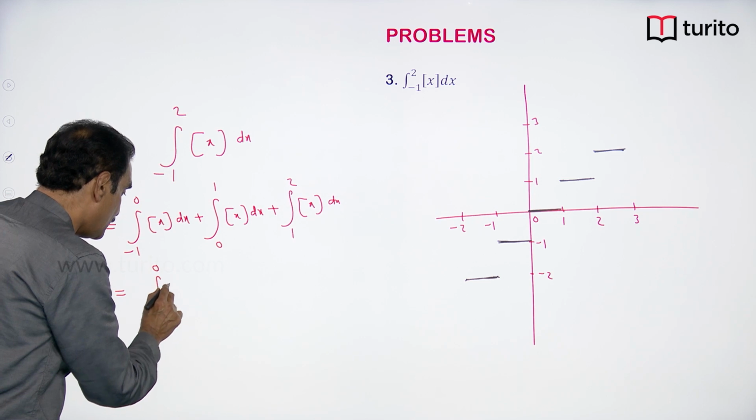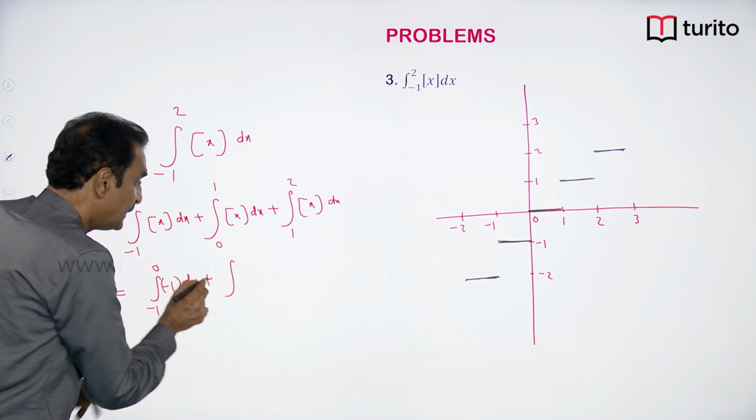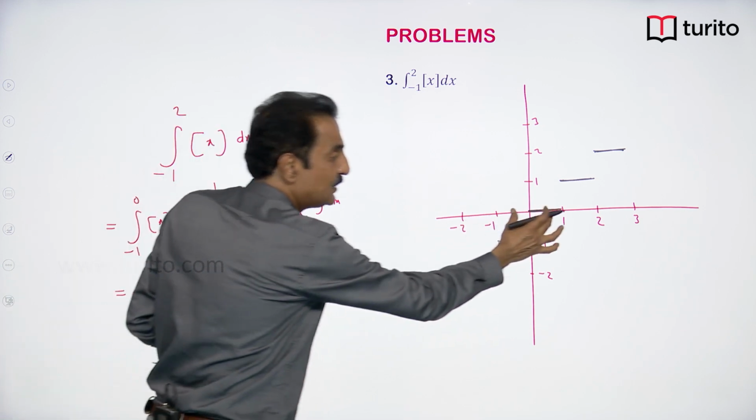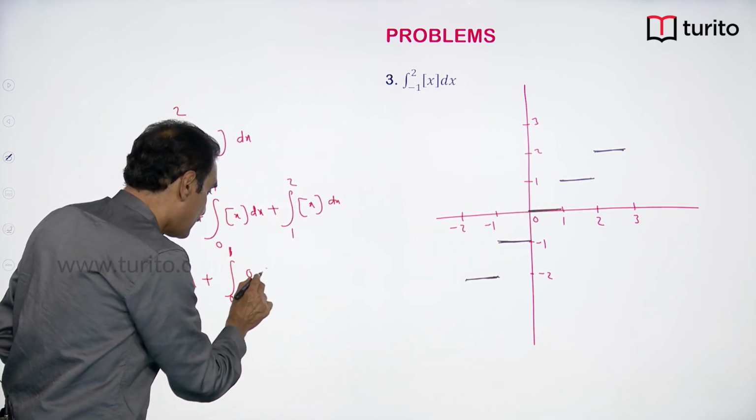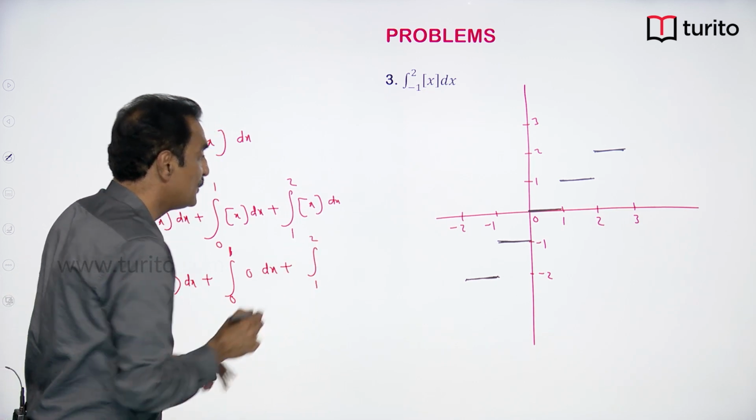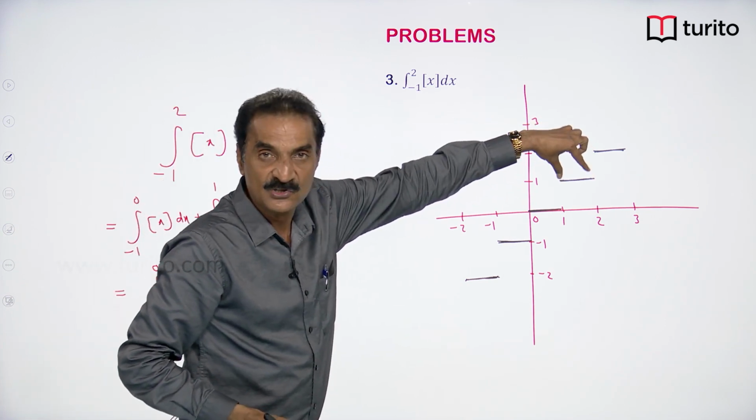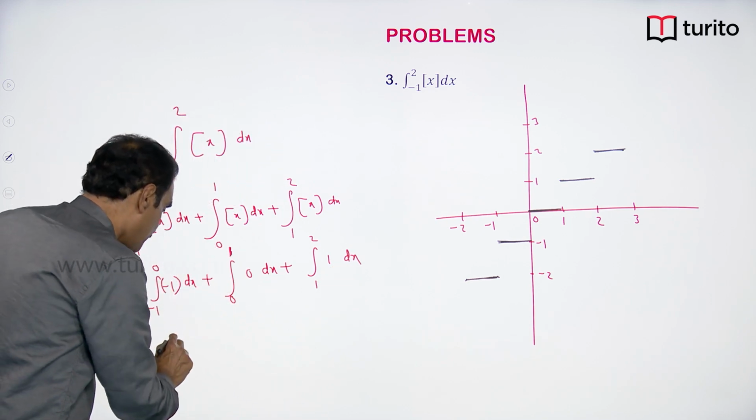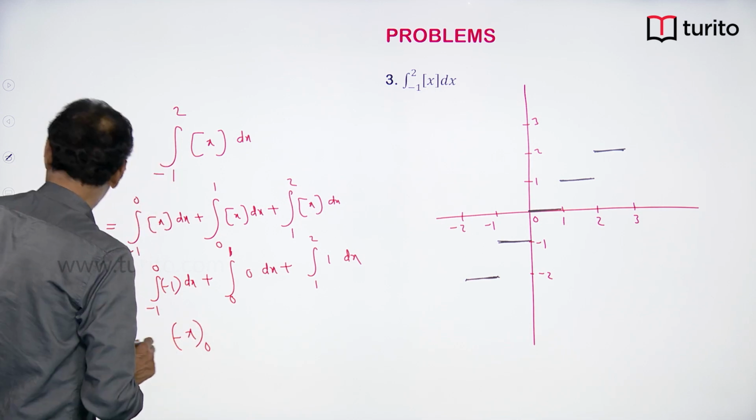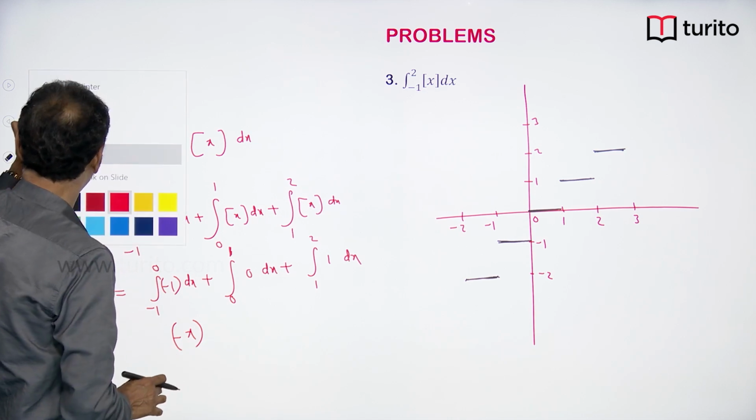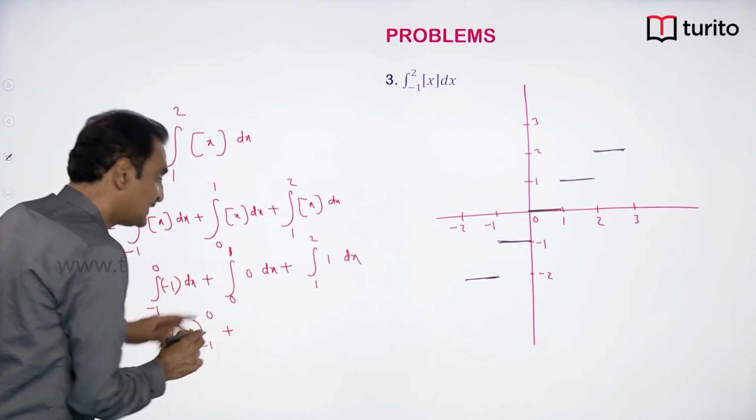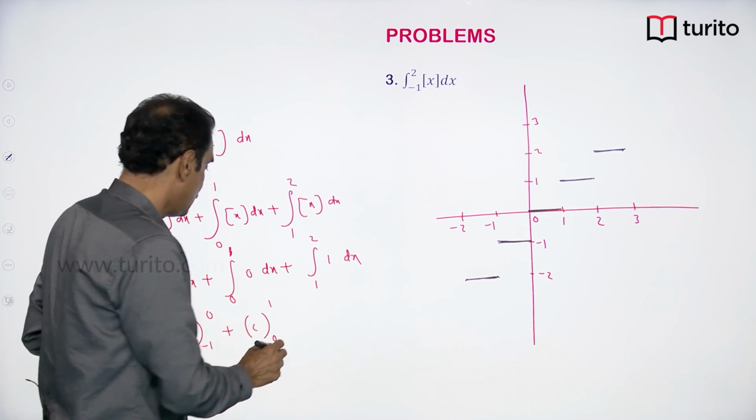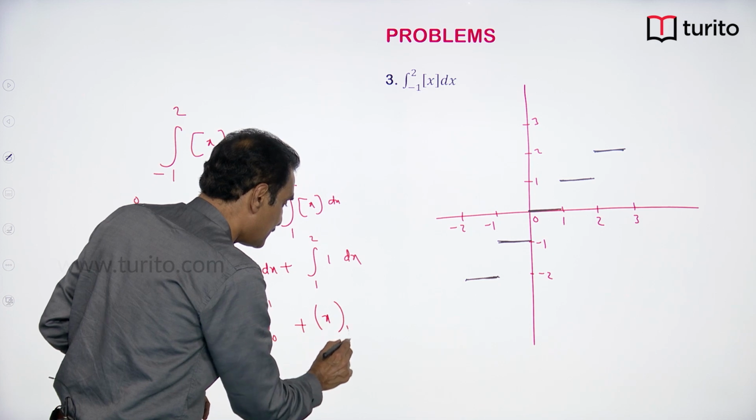Integral minus 1 to 0, minus 1 dx. Now in the interval 0 to 1, integral part of x is 0, it coincides with x axis. So write 0, plus integral 1 to 2, in this interval integral part of x is equal to 1, constant, 1 dx. Now what is this integral? Integral of minus 1 is minus x, substitute the limits, minus 1 to 0, plus integral of 0 is constant, 0 to 1, plus integral of 1 is x between limits 1 and 2.